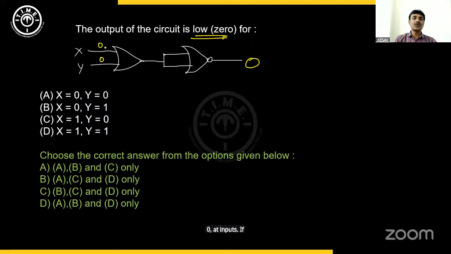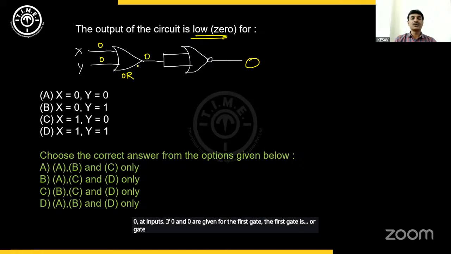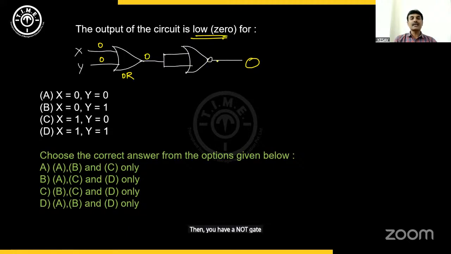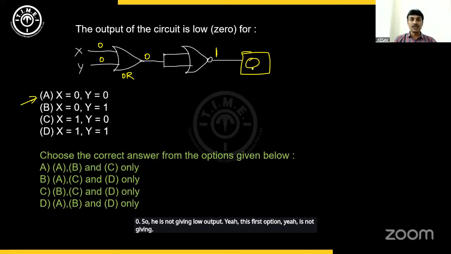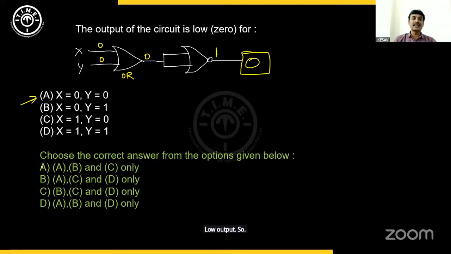If 0 and 0 are given for the first gate, which is OR gate, it gives 0. Then you have a NOT gate. NOT gate makes it negated. 0 is negated means that becomes 1, but not 0. So A is not giving low output. This first option, A is not giving low output. So wherever A is there, that can be ruled out. It's not ABC, not ACD, not ABD.